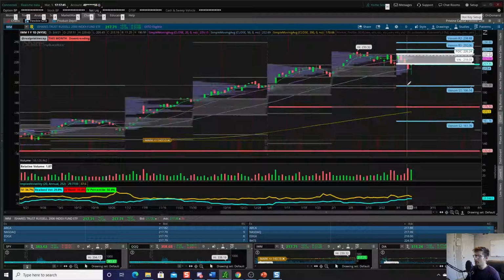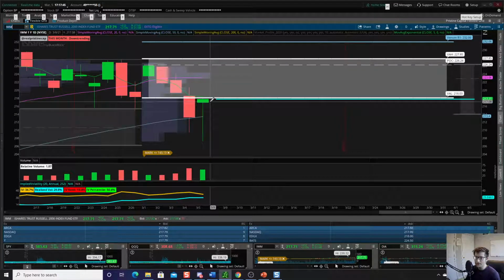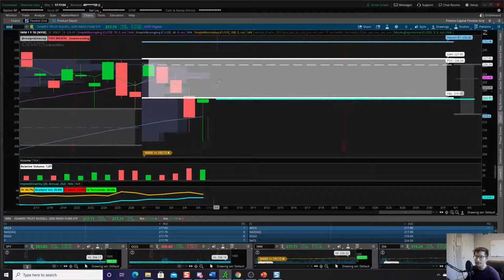IWM closed just slightly under this monthly value area. So technically, still in its downtrend, but this one still looks okay. We held the 50-day simple moving average and we'll have to see if we can jump into value next week.